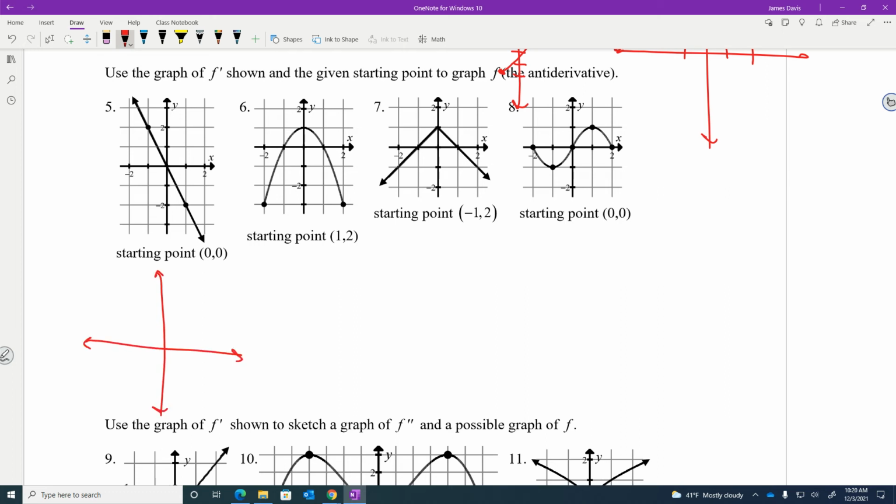So this is going to be f this time. Starting point is 0, 0. So go ahead and put that on. I don't think you probably need to even do a little number line for this one. You could if you want to, but what point would we put on the number line?